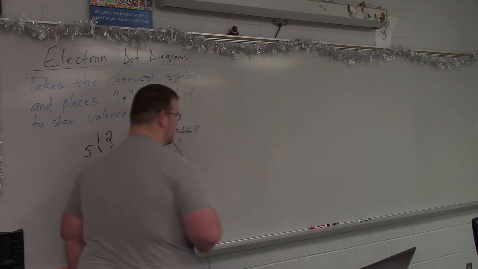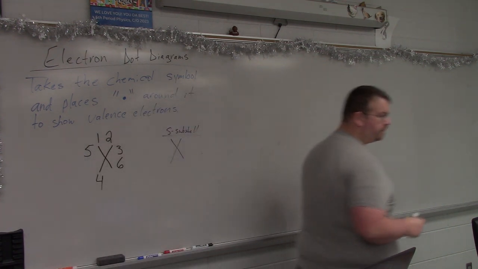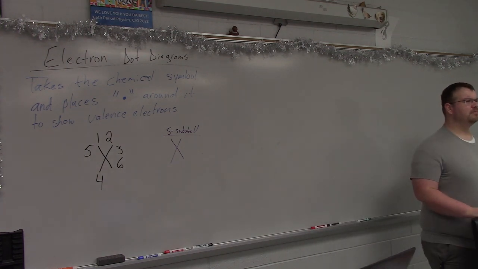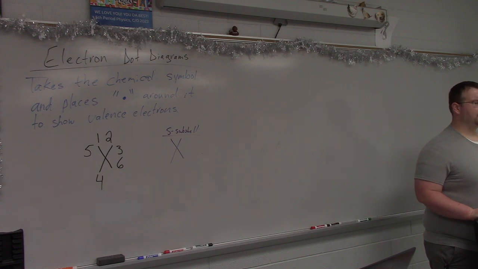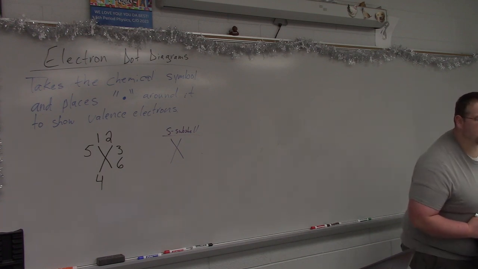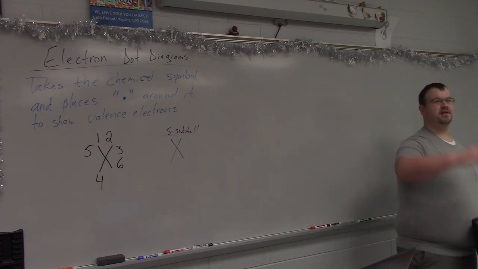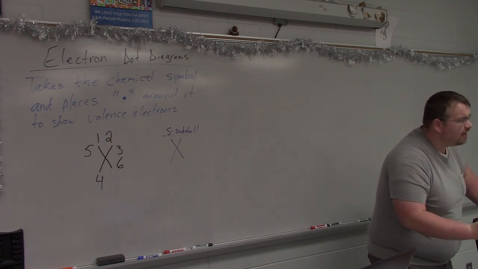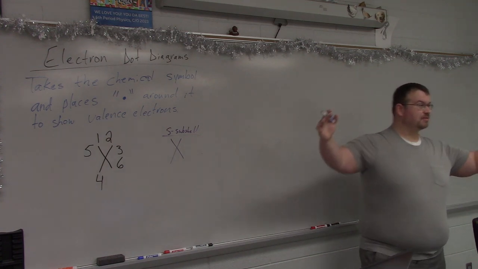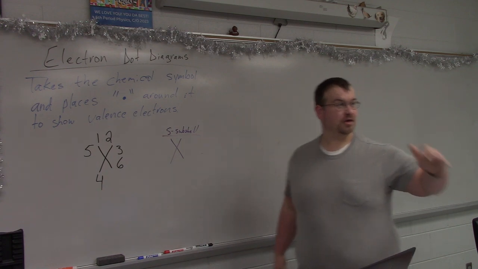How many orbitals in a subshell? One. What comes after the S? And remember, we're just dealing with valence electrons. So even if I went to the D block, remember, it drops down in energy level. S and P are on the same energy level. So I go to the P block, right?